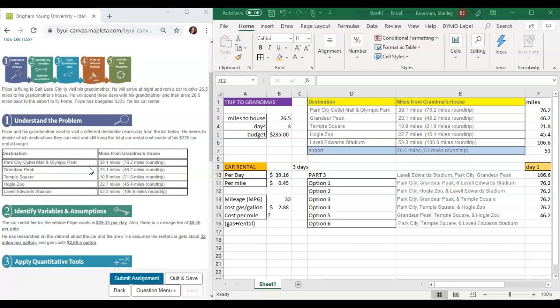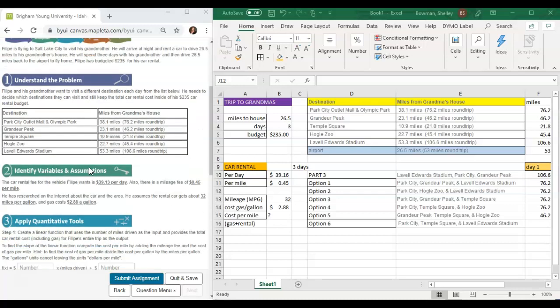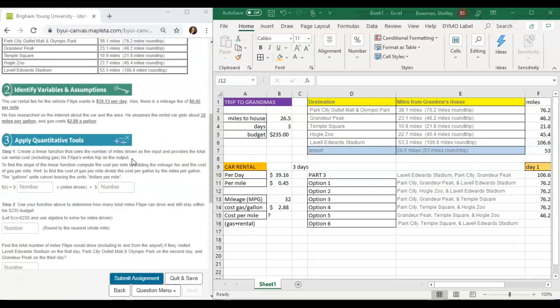car rental budget. We have our list of destinations here: Park City Outlet Mall and Olympic Park, Grandeur Peak, Temple Square, Hogle Zoo, and Lavelle Edwards Stadium, with their corresponding miles and round-trip miles to and from Grandma's house. Step number 2. The car rental fee for the vehicle Philippe wants is 39.13 dollars per day. Also, there is a mileage fee of 45 cents per mile. He has researched on the internet about the car and the area. He assumes a rental car gets about 32 miles per gallon and gas costs about $2.88 a gallon.